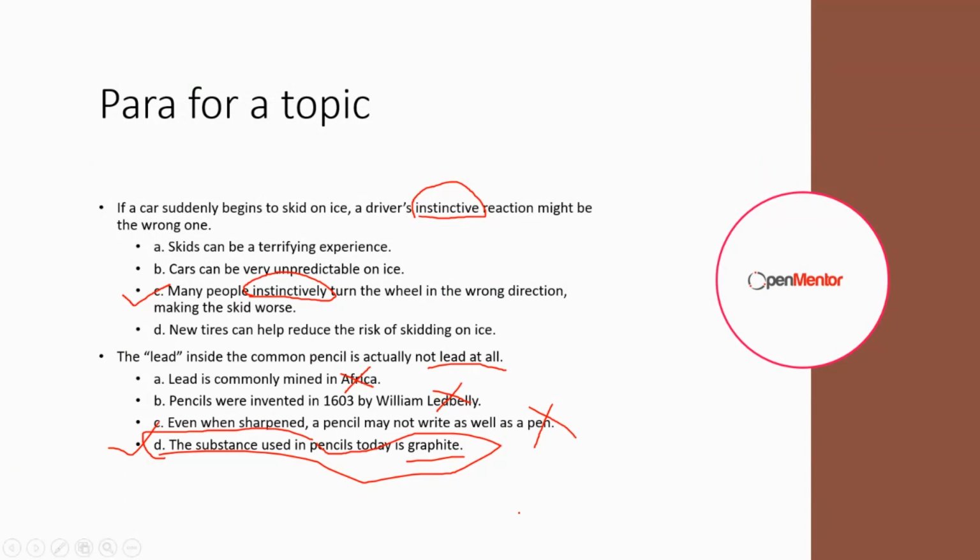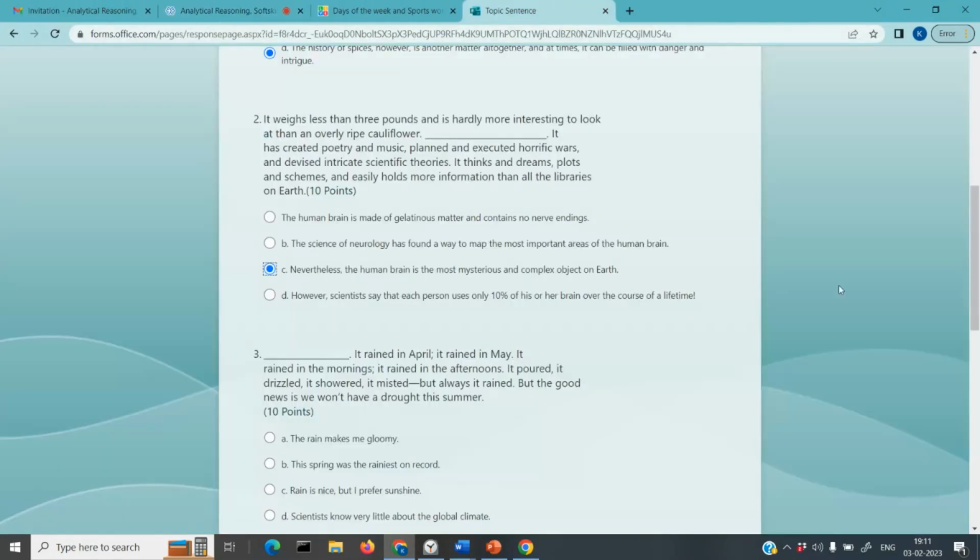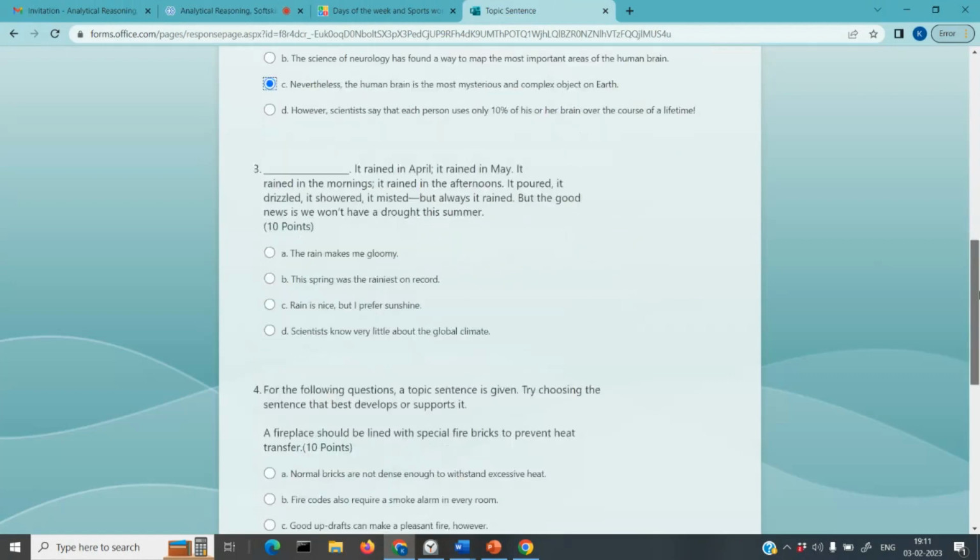Okay, very good. Now, I want you to go to the rest of the two questions that you see in this form. Go back to the form.